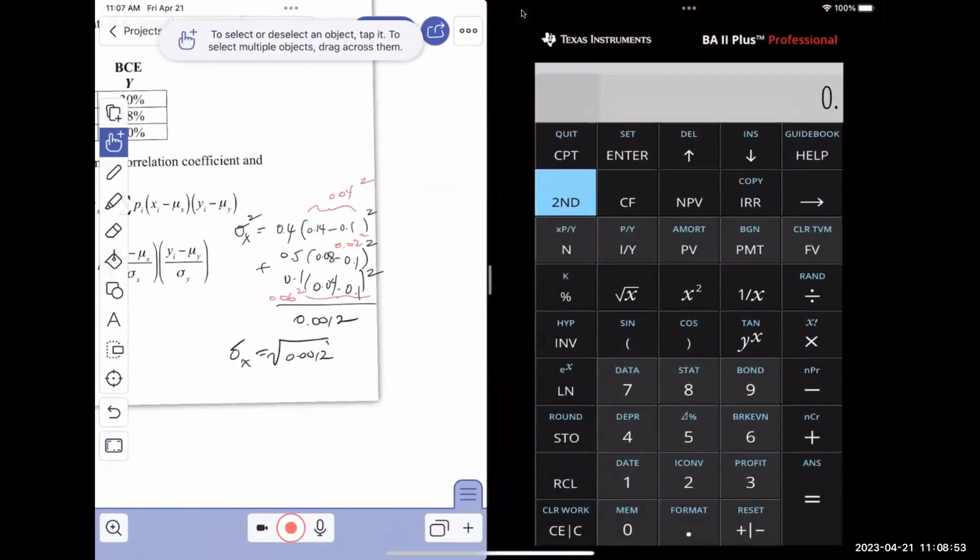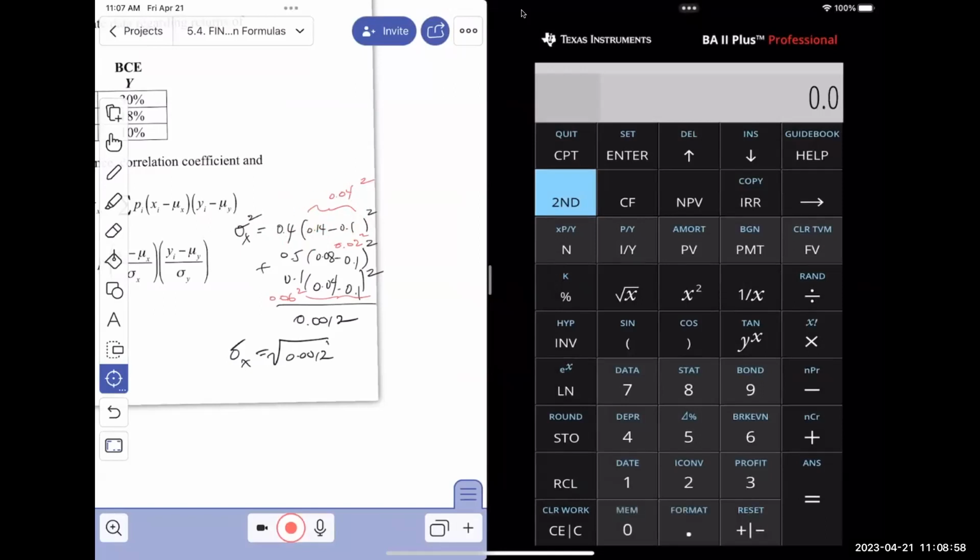There we go. So what I'm going to do is first this one. So I simplified this and I said 0.04 square times 0.4 equals, and I put it in store 1. Then the next one is 0.02 square times 0.5 equals store 2. And the next one is 0.06 square times 0.1 equals store 3. And then I add them together, recall 1 plus recall 2 plus recall 3. I get my answer. Got it?